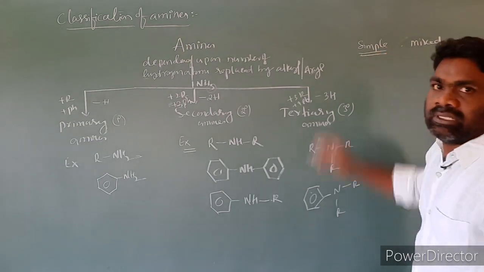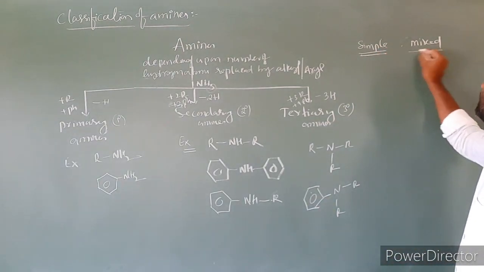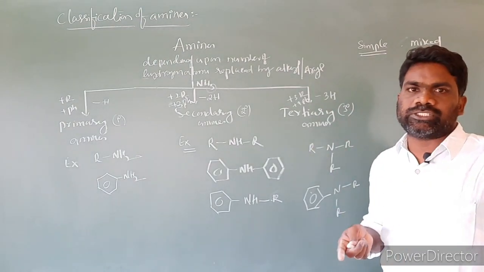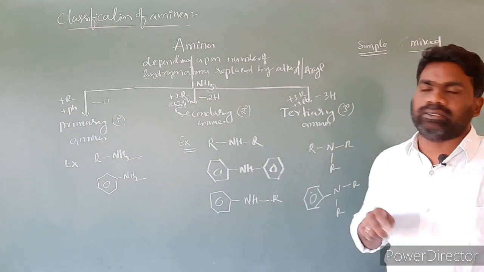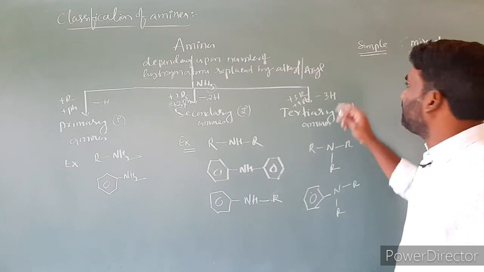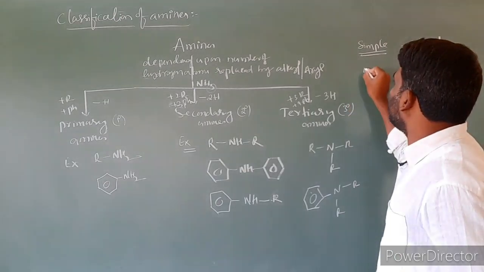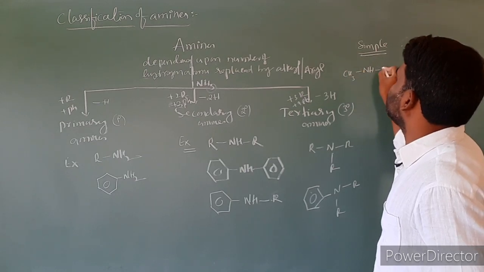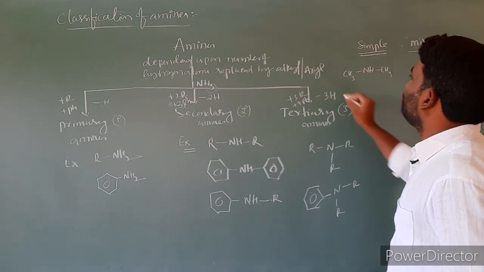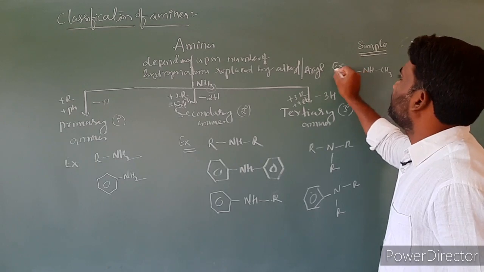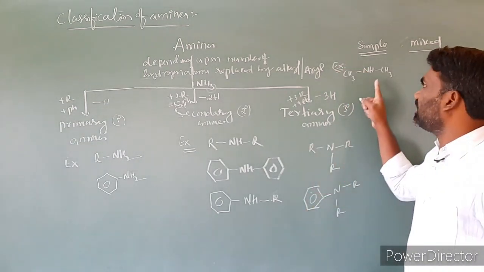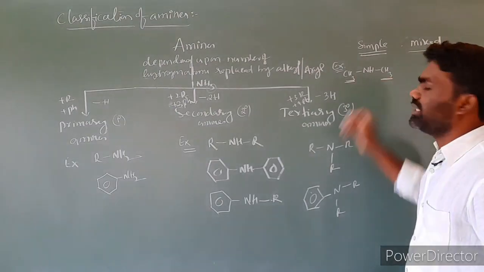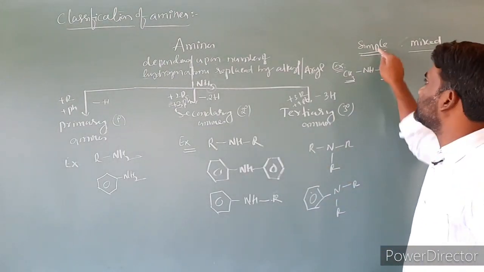Amines are classified into simple amines and mixed amines. In the case of simple amines, all alkyl groups attached to the amine are the same. Example: suppose I'm taking a secondary amine, NH(CH3)2, CH3 NH CH3. This is an example of a simple amine, because all alkyl groups attached to the amine are the same. This is a methyl, this is also a methyl. Both are methyl groups. This is a simple amine.